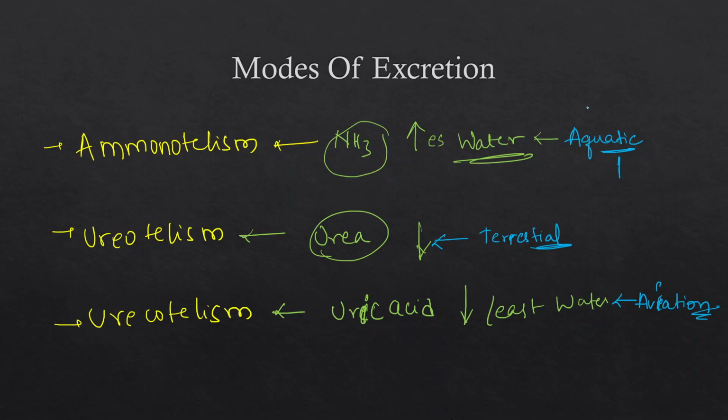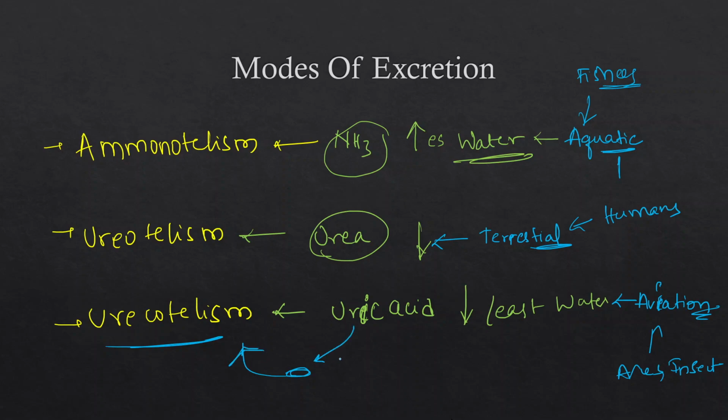Now, what are the examples of aquatic animals? Fishes and aquatic amphibians. For terrestrial, the best example is humans. Aves, and also some insects, excrete uric acid. Have you ever seen a lizard's poop, which is hard and stony? It is one type of excretion of uric acid, and reptiles also come under uricotelism.